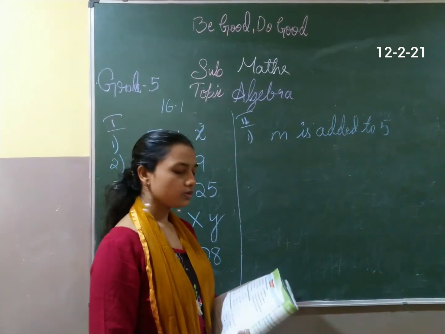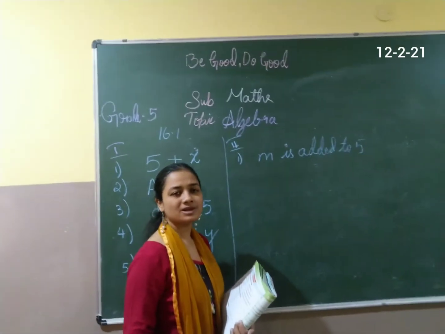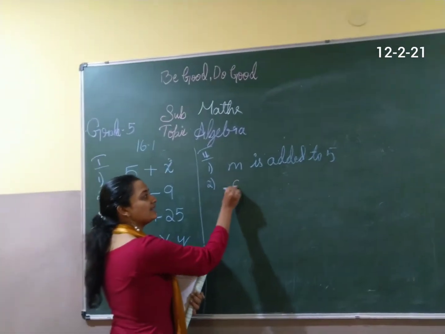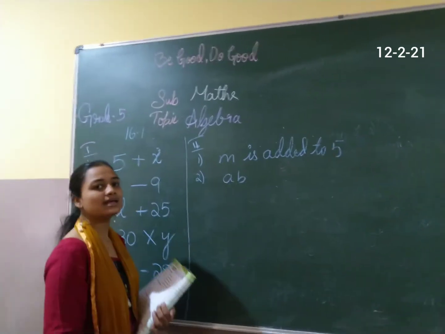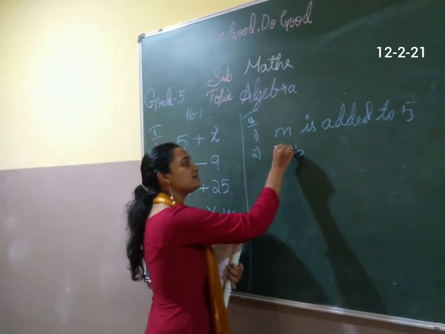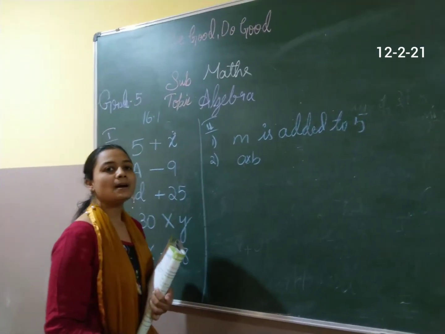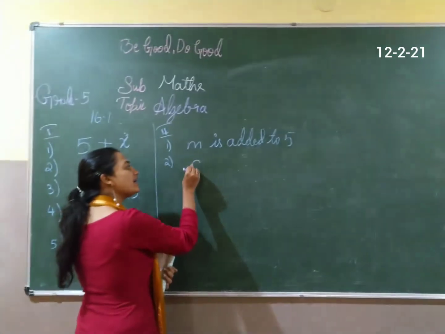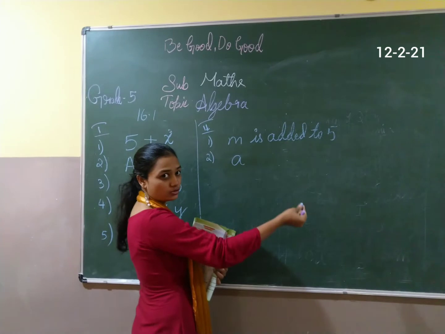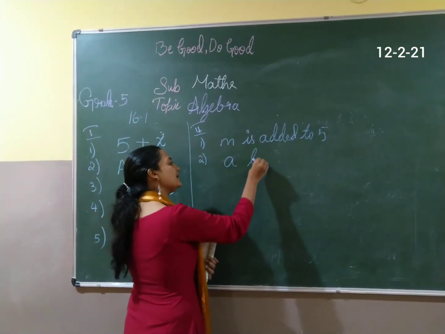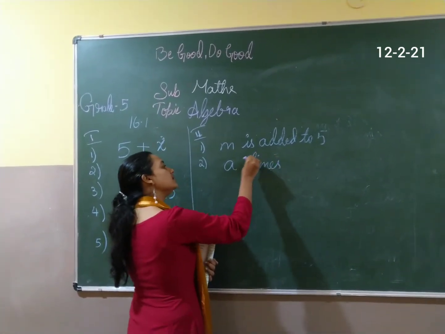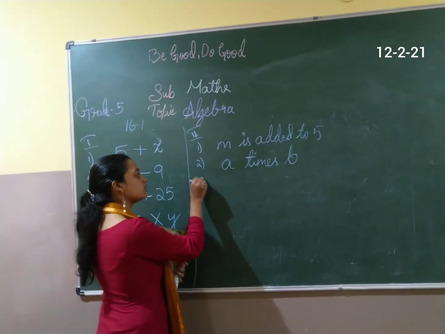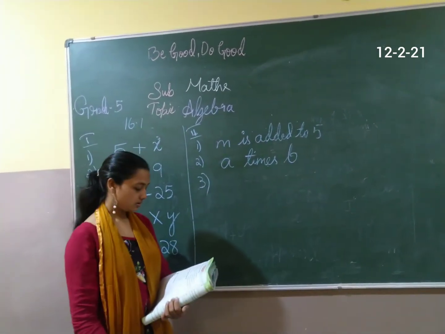A, B. You don't have any sign there. No addition, multiplication, division. That means if you don't have any sign like this, it means it is multiplication. So what will you write? You can write A multiplied by B or A times B. A times B. Times is also the keyword for multiplication.